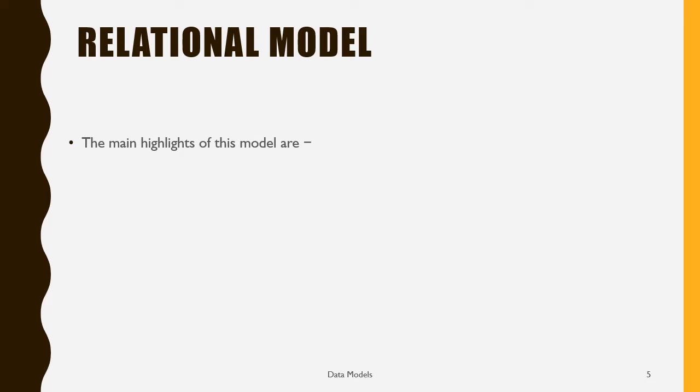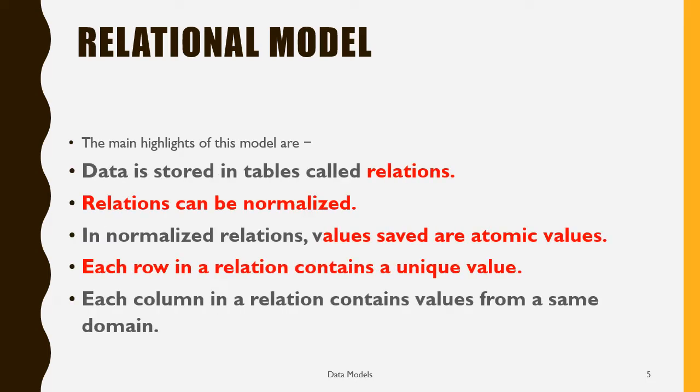The main highlights of this relational data model are: data is stored in tables called relations, and these relations can be normalized to avoid duplicate values. In a normalized relation, values saved are atomic values. Each row in a relation contains a unique value. Each column in the relation contains values from the same domain. These are the main highlights of the relational data model.